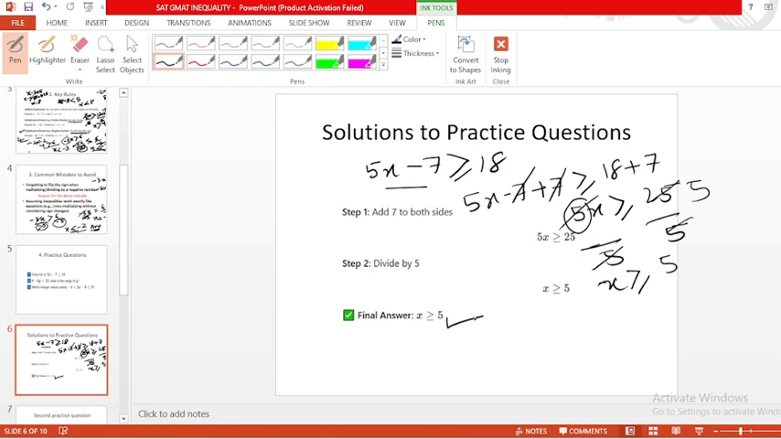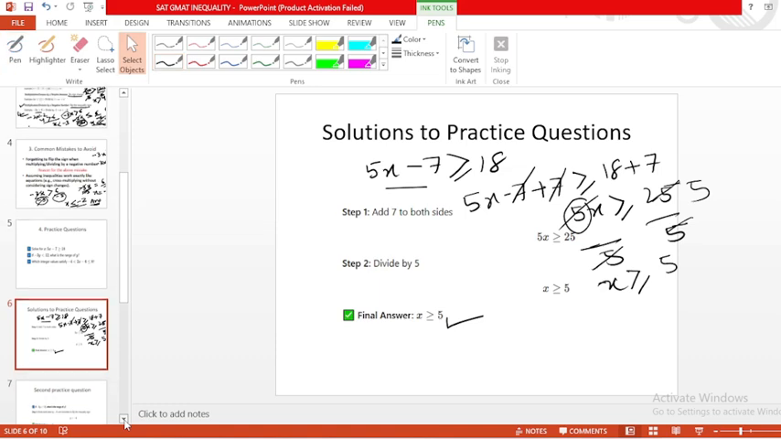X should be greater than or equal to 5 is your answer. Fine. There was no flipping, because we never divided or multiplied with a negative number.